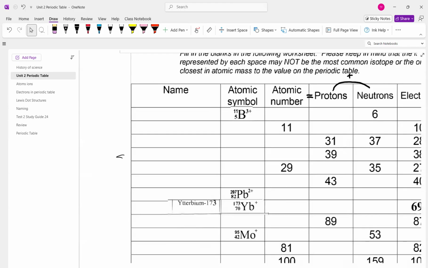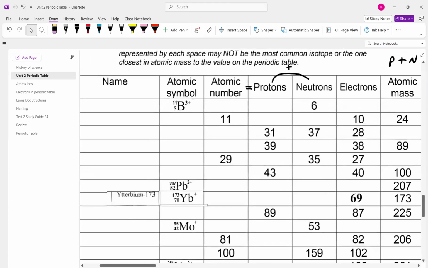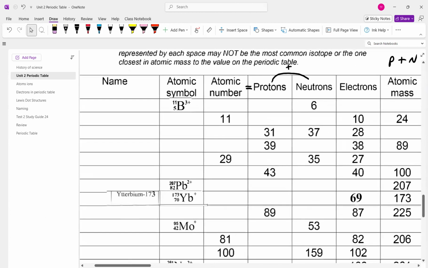So electrons are going to be trickier than before. Before, the electrons always equal the protons because the charge is neutral. Now they're not.